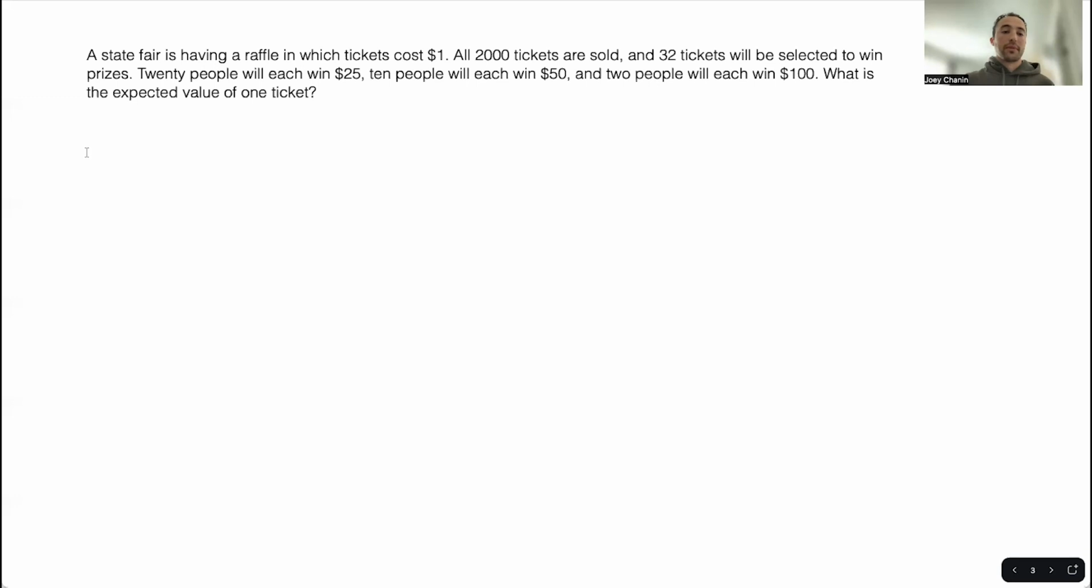So let's go through and use our formula. Expected value of, we'll just call this x, right? X, random variable of our winnings in this raffle, right? And we go through, list the outcome, multiply by its probability. The first outcome, we could win $25, right? And what's the probability of that happening? Well, there's 20 people who will win $25 out of, is that going to be 32 or is that 2,000, right? It's 20 people out of the total of 2,000, right?